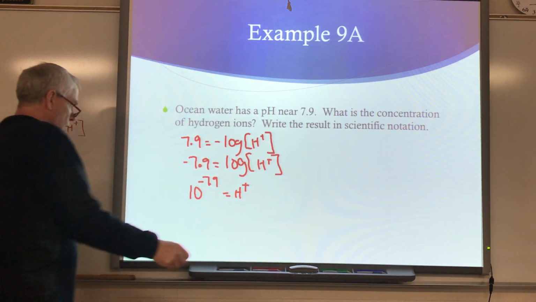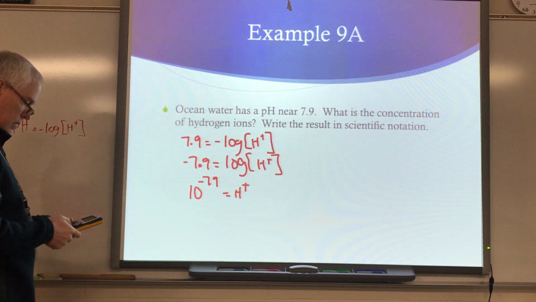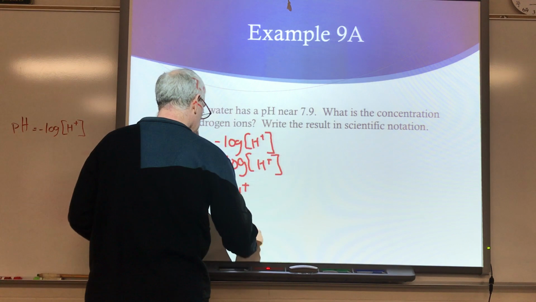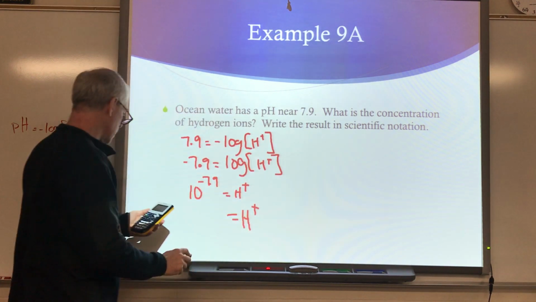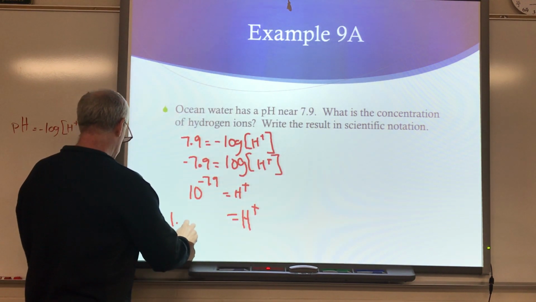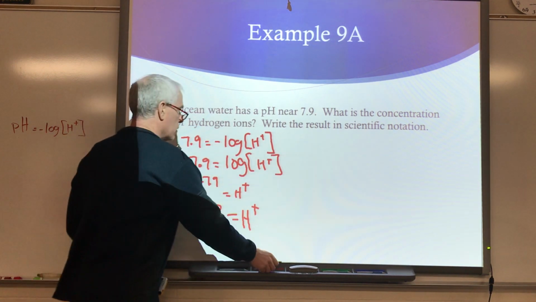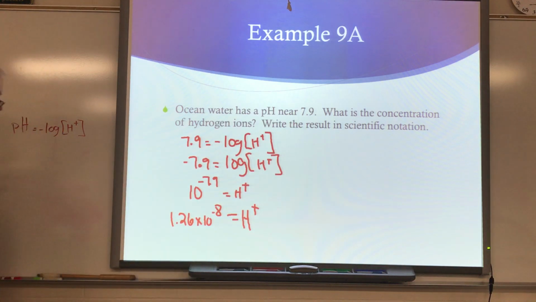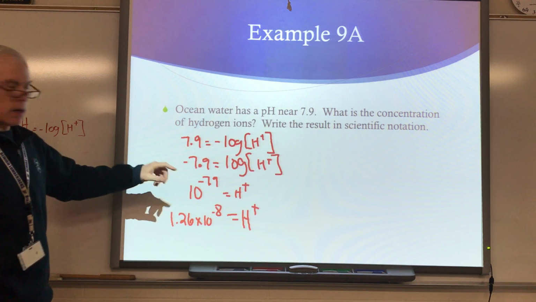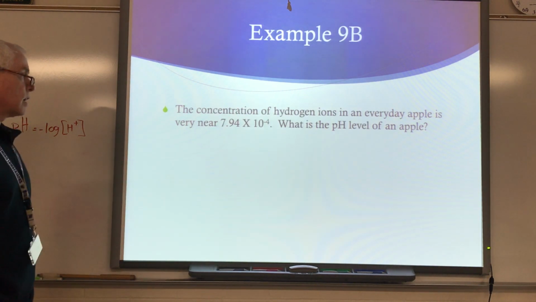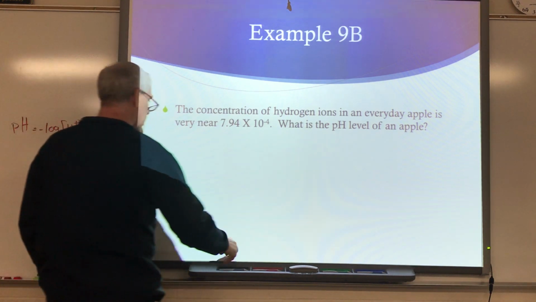Okay, so of course you can type in here 10 to the negative 7.9 power. And the calculator is going to give it to you in scientific notation, okay? So that's going to be 1.26, let's say, times 10 to the negative 8, right on your calculator screen. So that's all you have to do to solve a problem like that. We'll do one more example where I give you the other part, and then I think we'll be ready to go. The concentration of hydrogen ions in an everyday apple is near 7.94 times 10 to the negative 4.